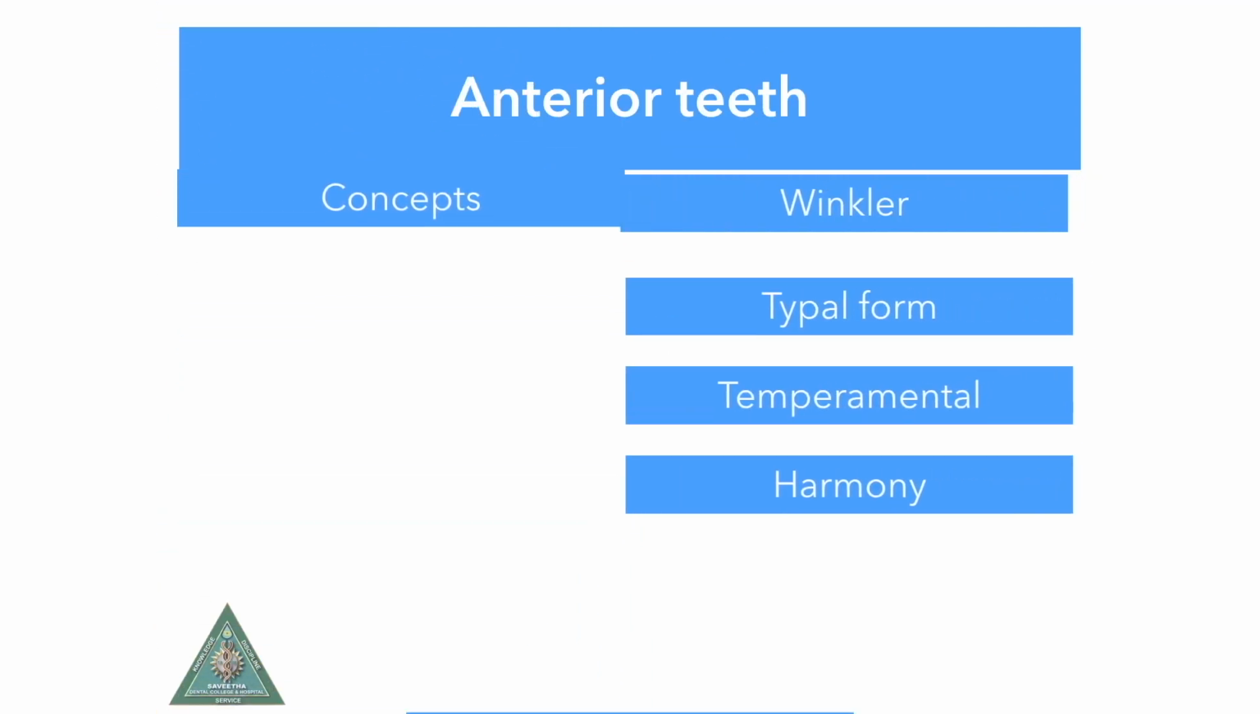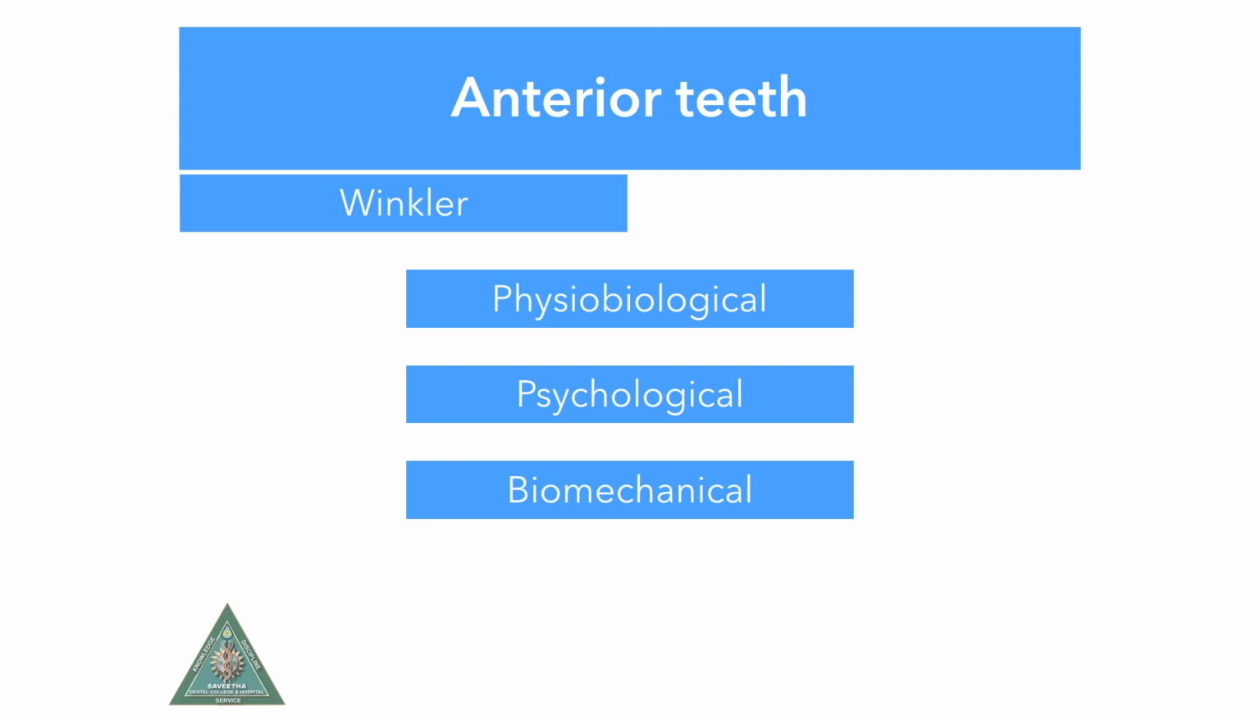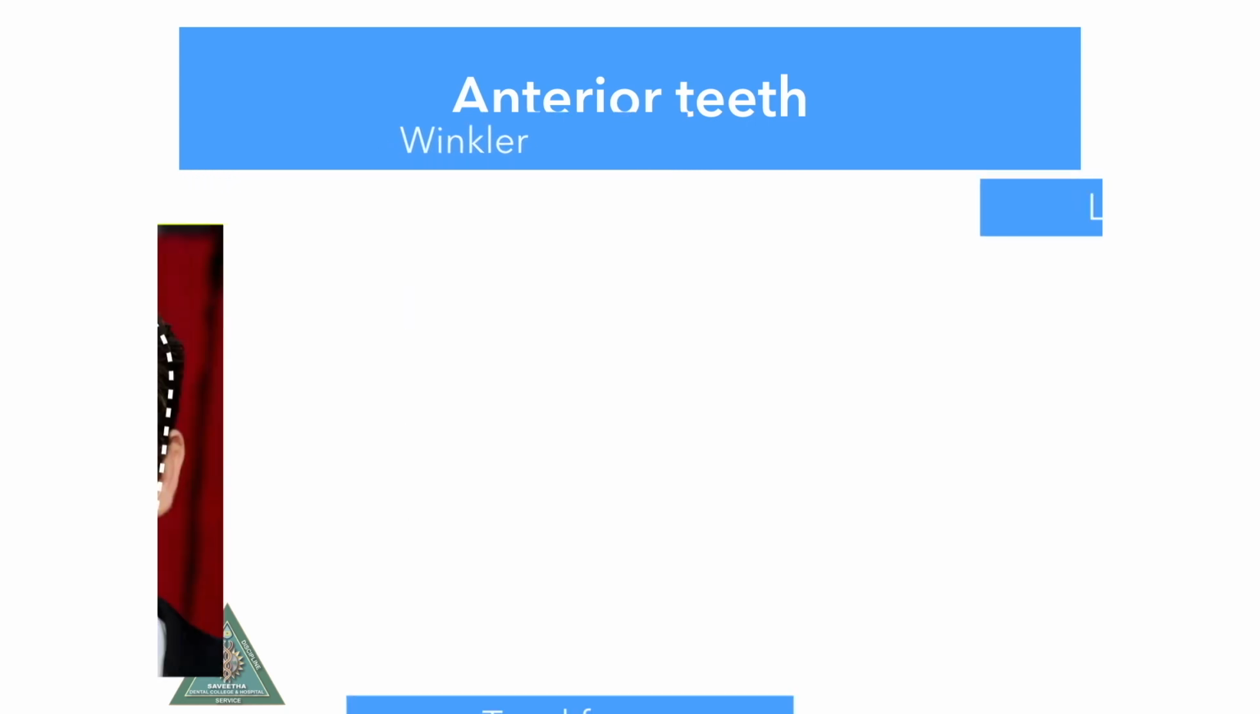So moving on to concepts, Winkler suggested there are three factors: physiobiological, psychological, and biomechanical. Physiobiological refers to the flange thickness. If your flange is too thick, it will lead to labial fullness and it won't look very aesthetic. For the psychological evaluation, you can evaluate the patient's smile. If they're very happy, they will have an elevated smile line. If they're depressed, they'll have a lowered smile line. And biomechanically, the teeth should be right on top of the ridge and in the neutral zone.